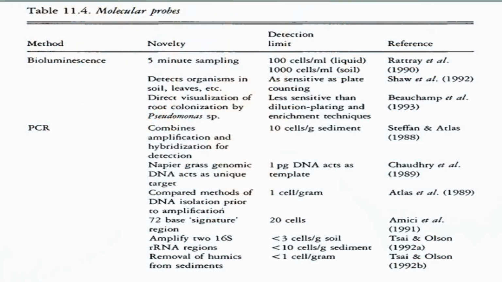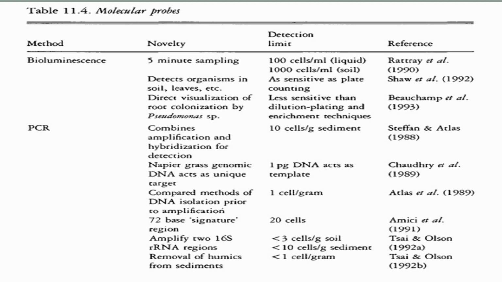So now I will show you the table. This table is summarizing the molecular methods used to identify and recognize some microorganisms using the molecular probes. If you look at this table, you can find the different methods in the first column. Method 1, for example, is the bioluminescence. This is the novelty. It takes around 5 minutes of sampling, and it is able to detect the microorganism in soil, leaves, and other samples.